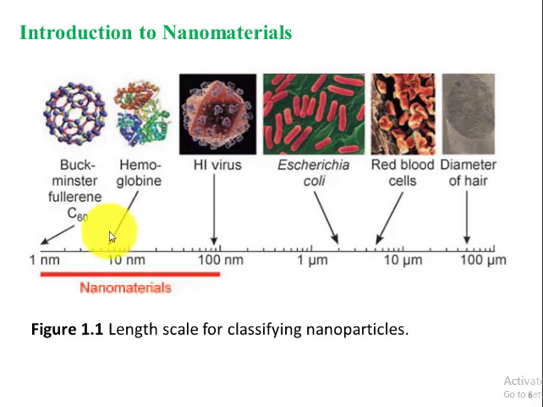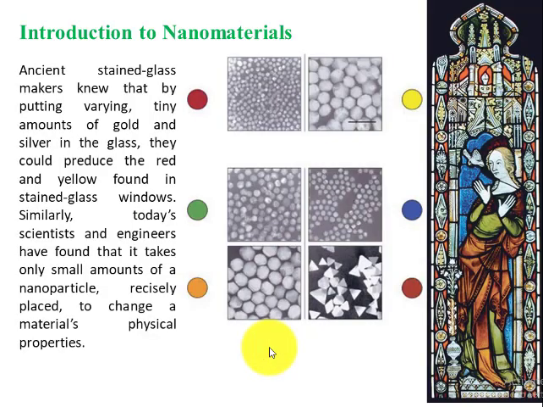A molecule of hemoglobin is 10 nanometer in size, and Buckminster fullerene, which is a carbon compound, has 60 carbon atoms interconnected to form a cage structure. Its size is 1 nanometer, which I mentioned on the previous slide. If we compare the diameter of hair to Buckminster fullerene, which is made of 60 carbon atoms, its size is 1 nanometer. We can also find nanoparticles or nanomaterials in history.